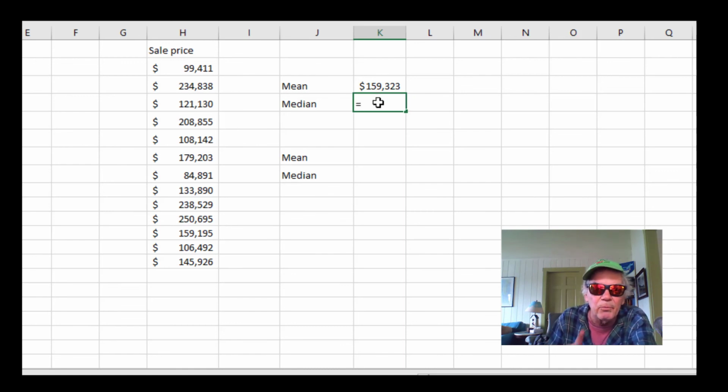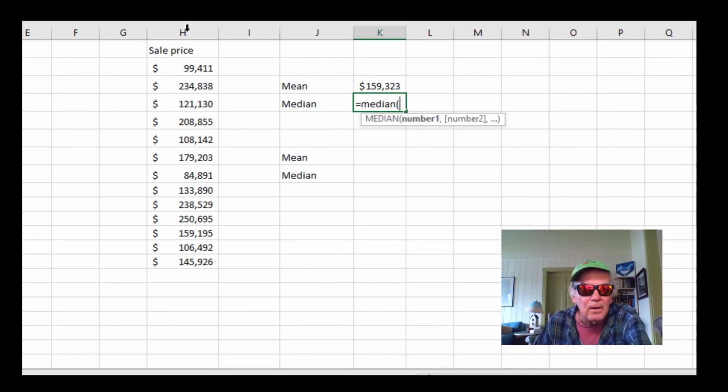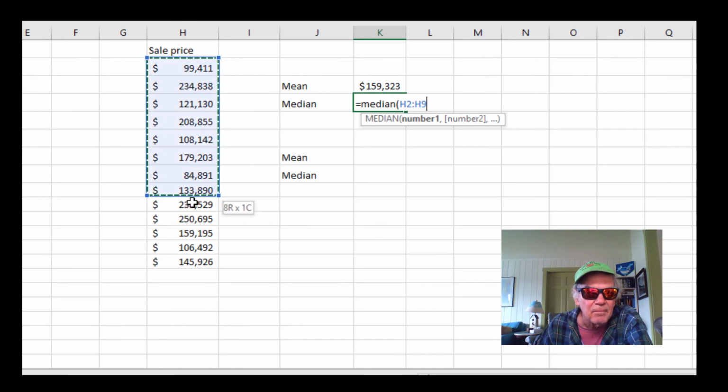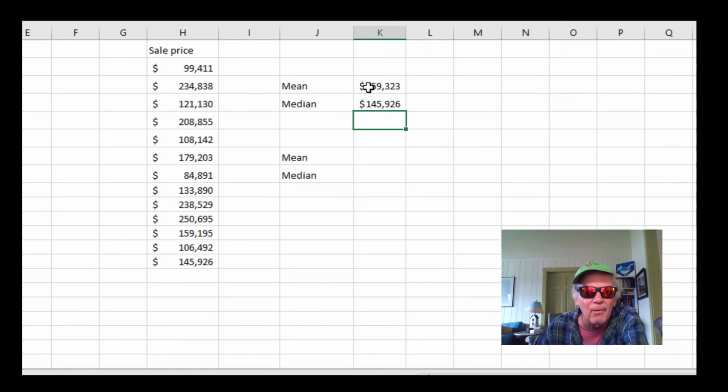And the median, which is what they always use, and this is going to explain why they always use the median house price. If you look anywhere, you'll see median house price. You never see average house price. And this explains why. So the median is going to be equal to the median of this data. So they're pretty similar. Median's a little lower than the mean.